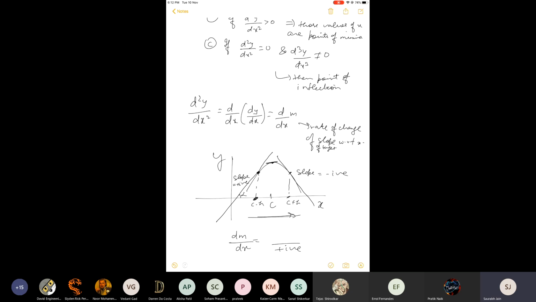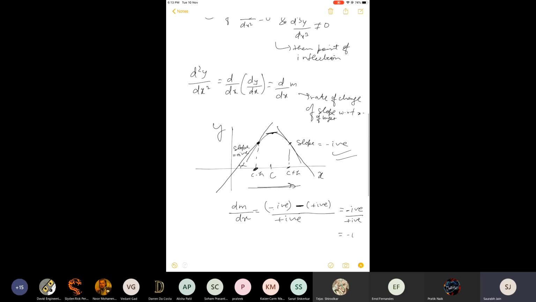And what about the change in slope? dm is change in slope. So you can also say that it is final minus initial value. Finally your slope is negative and initially your slope was positive, and del means difference. What do you observe? Overall the value is negative. Minus, then again minus, so minus minus subtraction is done. It will remain a negative quantity divided by positive. Overall it will remain negative. dm by dx is negative.